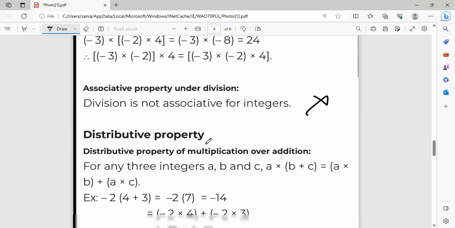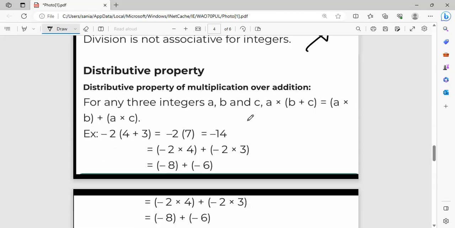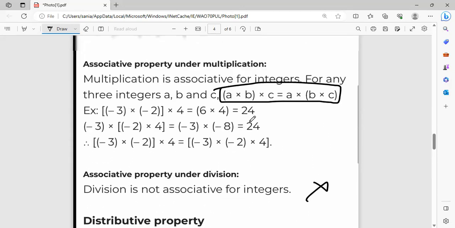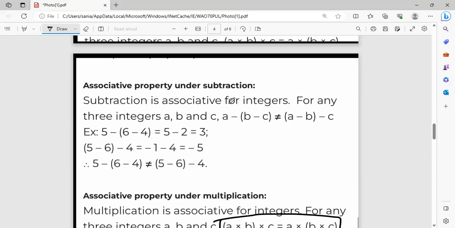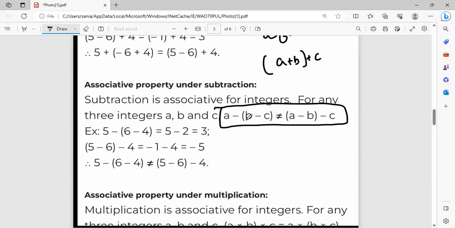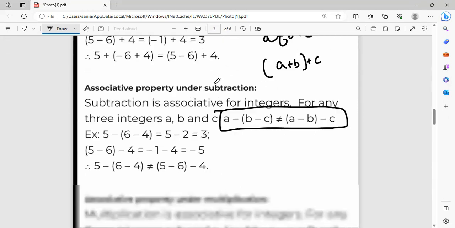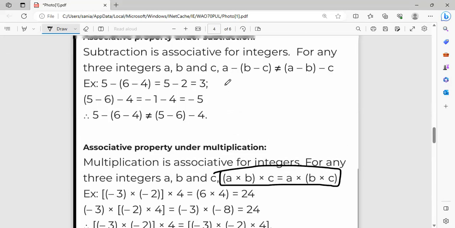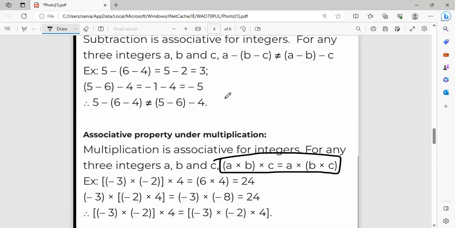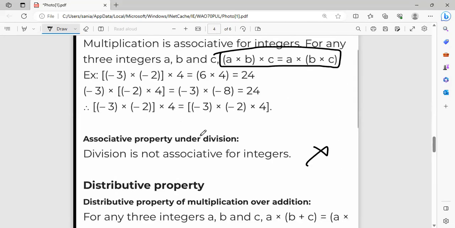Now distributive property, I already told you. What about subtraction and associative? Subtraction also will not give you the solution. Addition will give you, and only addition and multiplication will give you. Subtraction will not give you, and division is not associative for integers. Clear?